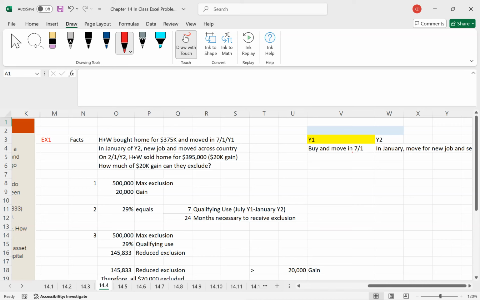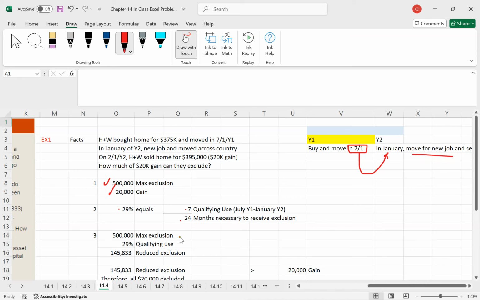We have a taxpayer who buys a house and moves in on 7/1 of year one. They then have to move for a new job, let's just say theoretically 7 months later. So let's say they're MFJ, right? And let's theoretically say they sold the house for a $20,000 gain. 7 out of the 24 months, they met the criteria they needed, 29%.